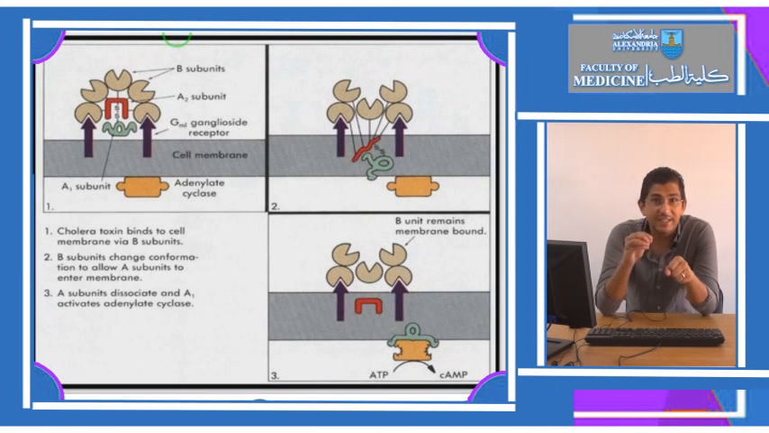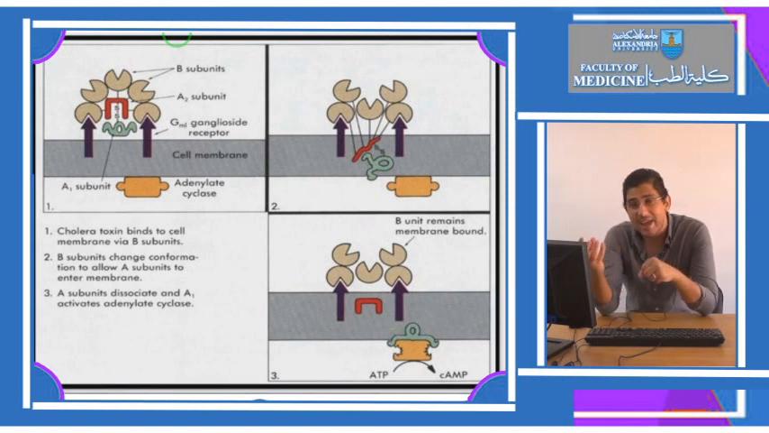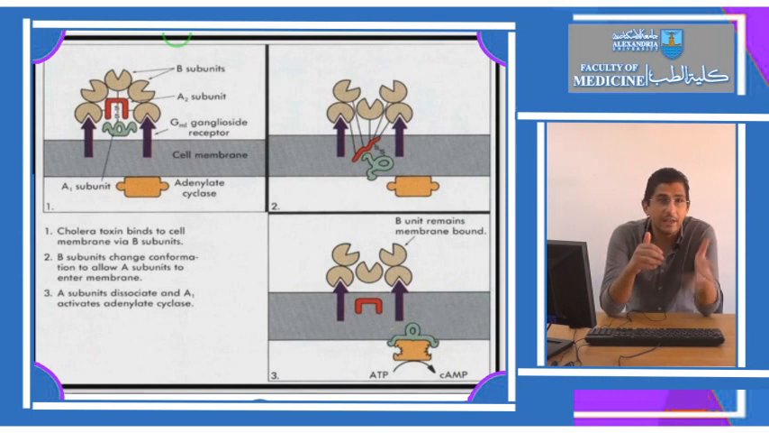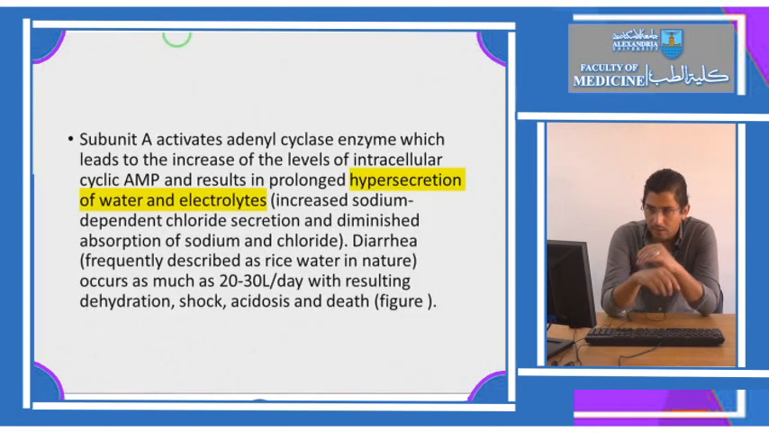When the B subunit binds with the GM1 receptor, this facilitates the A subunit entering inside, making a complex with adenyl cyclase, and this activates cyclic AMP. When cyclic AMP is activated, this leads to increased secretion of fluids, and thereby loss of water and electrolytes. This is the main pathogenesis and the main pathology of cholera.